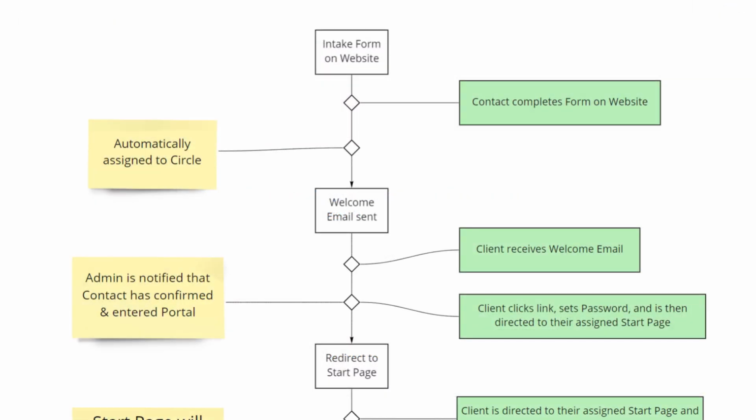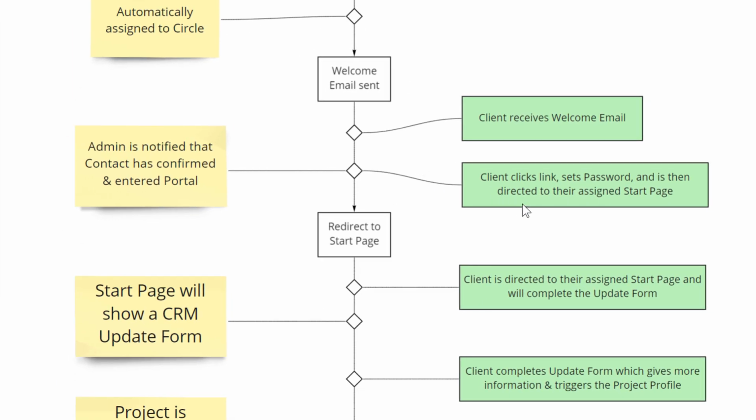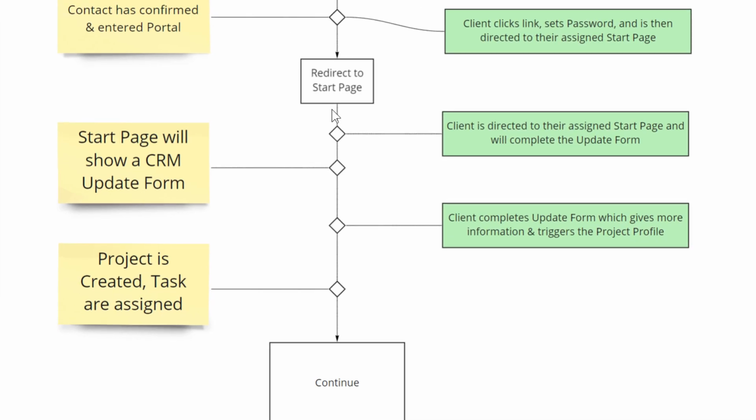Okay, so as a wrap up to this video, let's go through the flowchart one more time. We saw the intake form on the website. We saw Agatha complete the form. Agatha was automatically assigned to the circle. Agatha received the welcome email. Agatha clicked the link, set her password, and was directed to the assigned start page. Admin did get notified that the contact had entered their portal. She was redirected to the start page. From the start page, Agatha did see the update form, the CRM update form, complete with some of the data that was carried from the intake form, and Agatha completed the update form, which triggered the project profile, and that's where we are. The project profile was created.